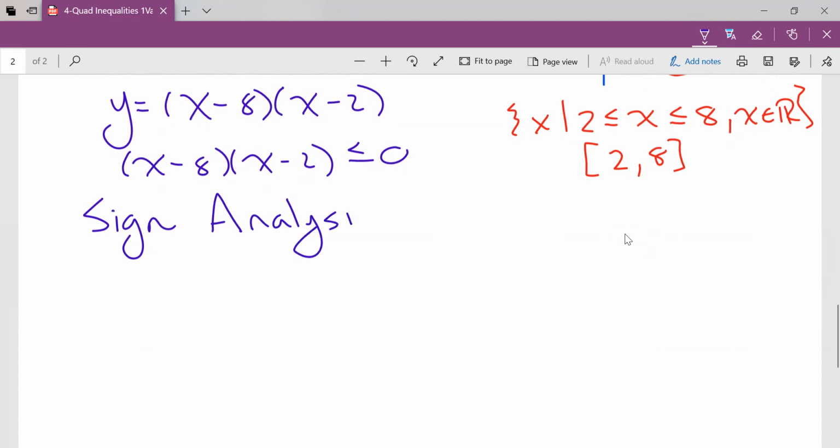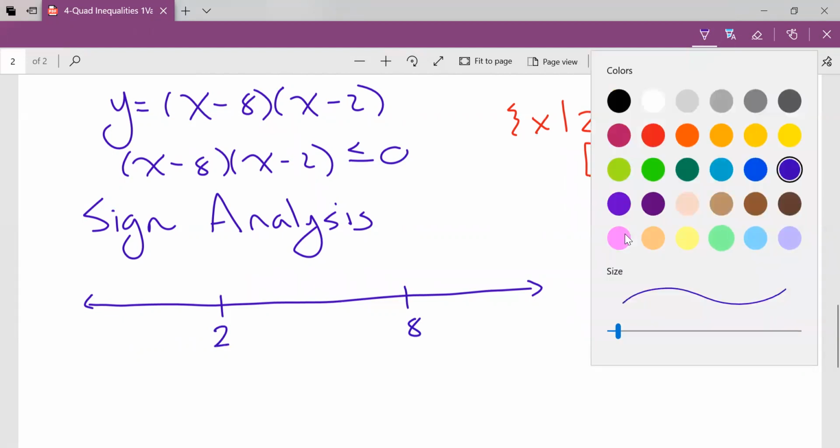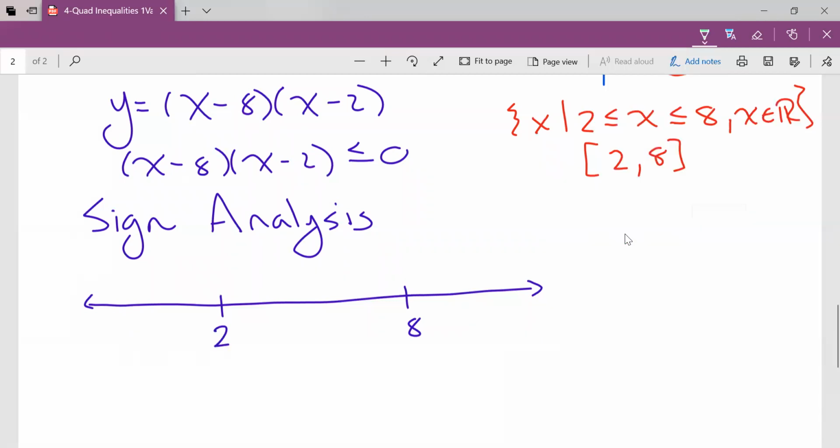Like I said, there's more than one way to do this, but this is how I see most teachers generally do it. And what we're going to do is make a number line here. So guess what we're going to do? We're going to put a 2 here and an 8 here because that's where it's equal to 0, isn't it? Now, here's how the analysis works. What I'm going to do is pick a random number to the left of 2, so something smaller than 2.